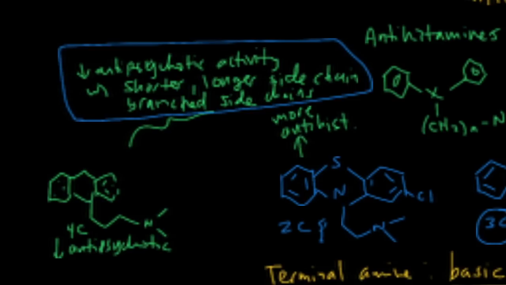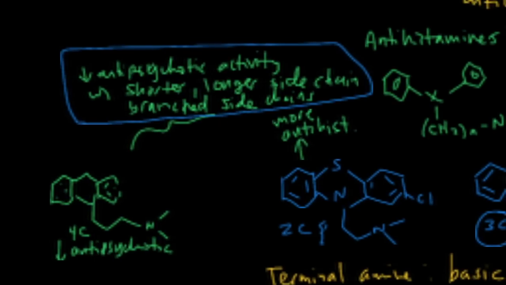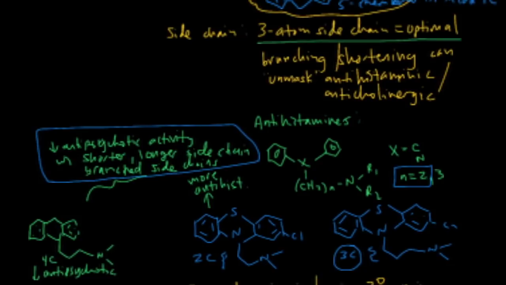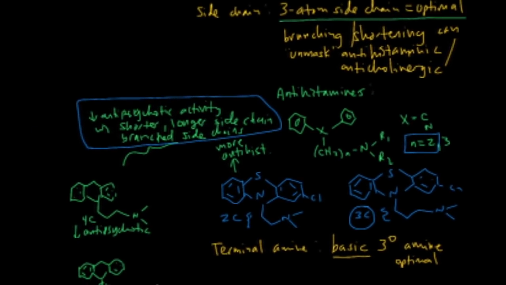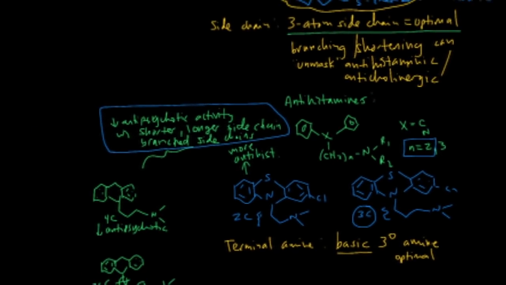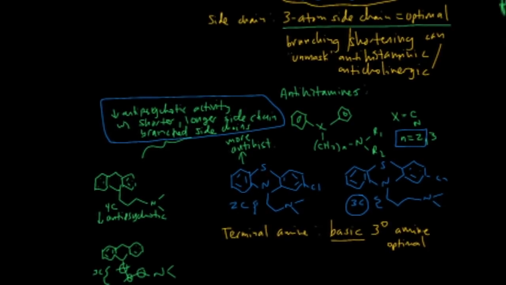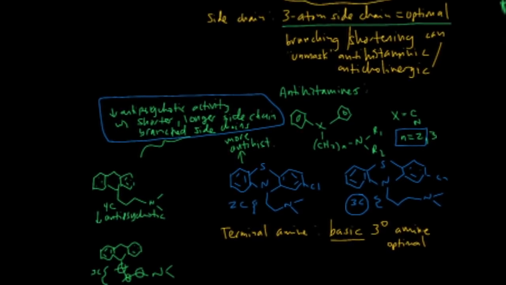So to summarize the side chain effect, 3 atom side chains are optimal because of the antipsychotic activity. Anything less produces more antihistaminic and/or anticholinergic activities. Anything more produces less antipsychotic activity. Any branching of the side chain produces less antipsychotic activity.